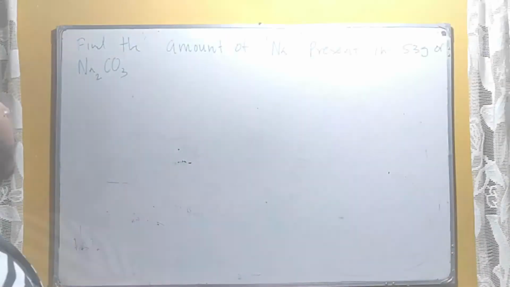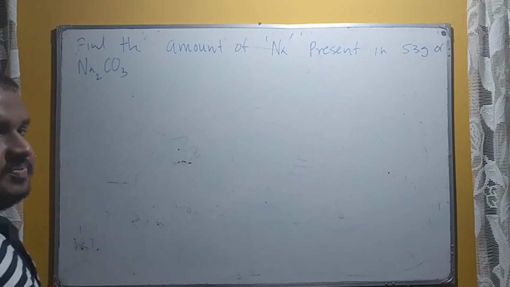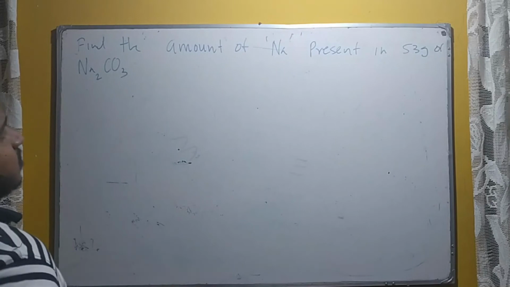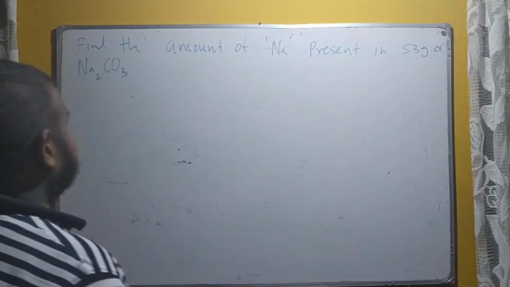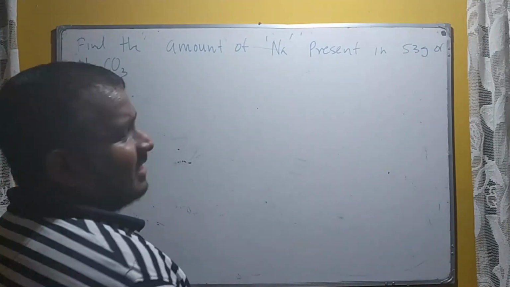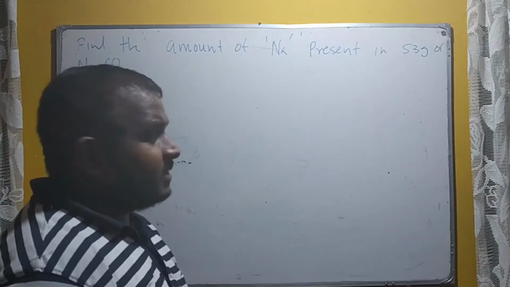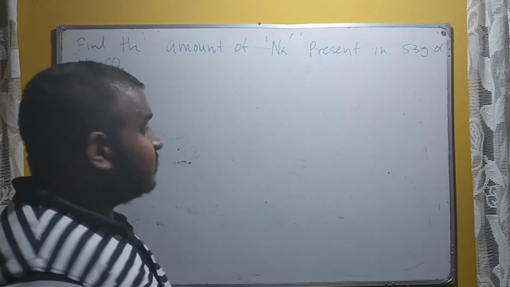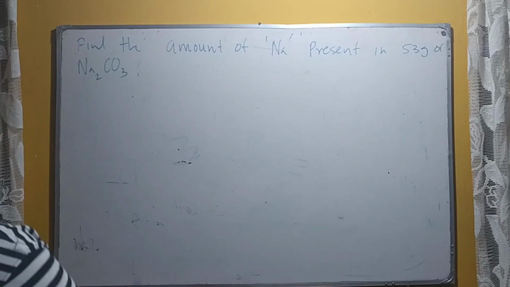So next question. Find the amount of sodium present in 53 grams of sodium carbonate. They have asked the amount of sodium present. You can give the answer by several methods. According to the Avogadro constant we can go for the answer, and also we can go for the answer based on the molar mass and moles. Here I am choosing the easiest way, first finding the molar mass.